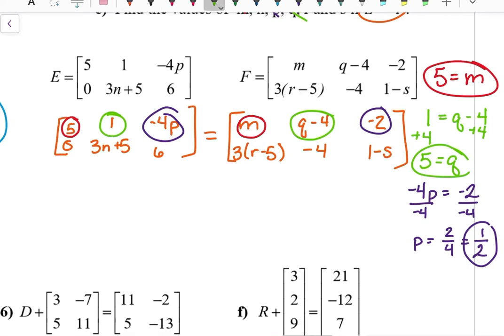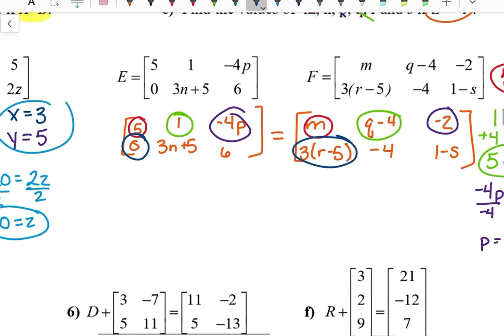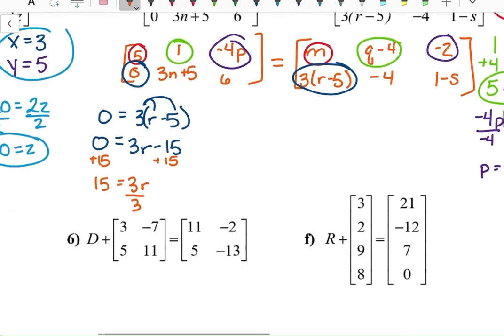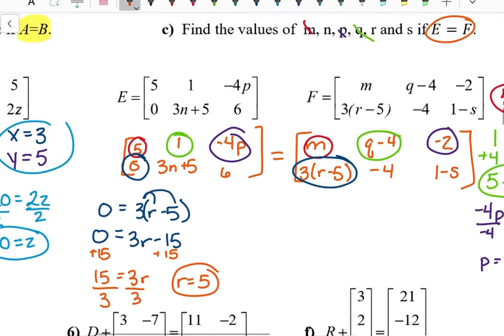Okay, next one is this bottom left corner, I think. Let me pick a good color. I've already been using a lot. We got 0 and we got 3r minus 5. So I'm going to do 0 is equal to 3(r minus 5). First thing I need to do on this one is distribute that 3 into those parentheses to simplify this a bit. So 3r minus 15 is that once it's distributed, still equal to 0. Then I'm going to add over that 15, and I get 15 is equal to 3r. Divide by 3, and you get r is equal to 5. So we found r. That one's done.